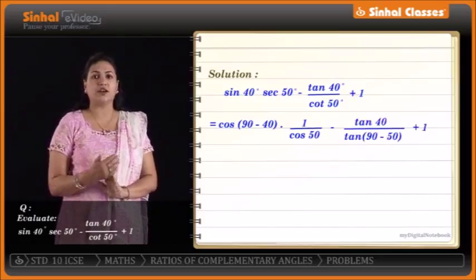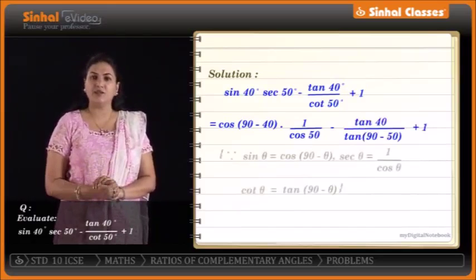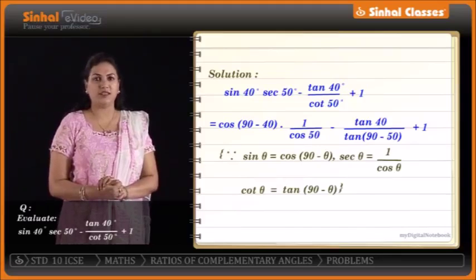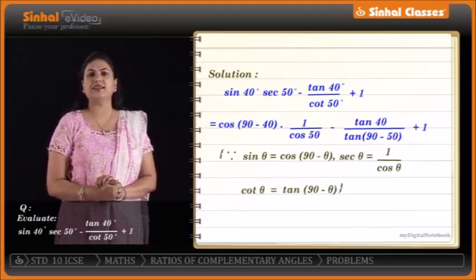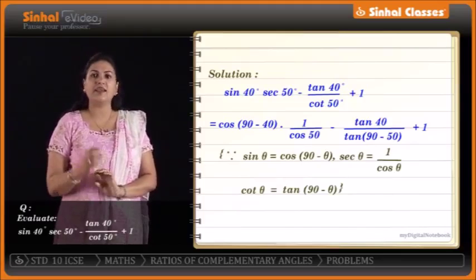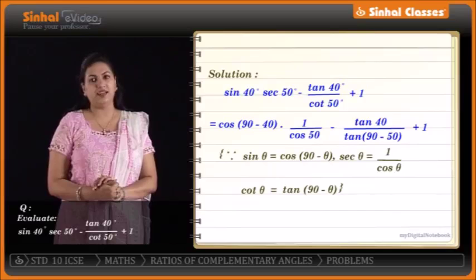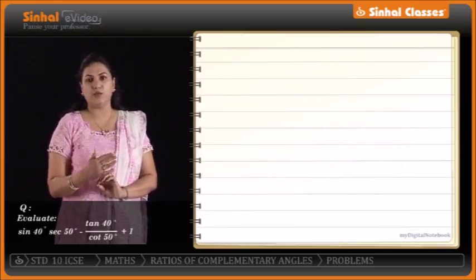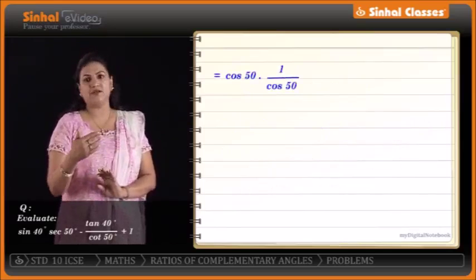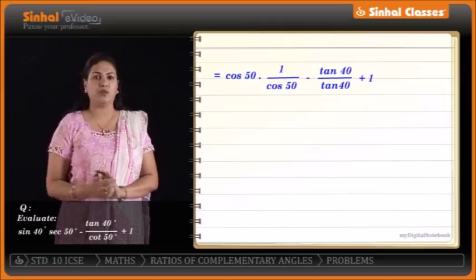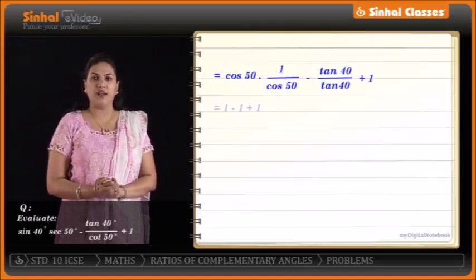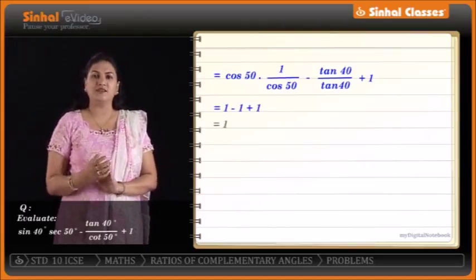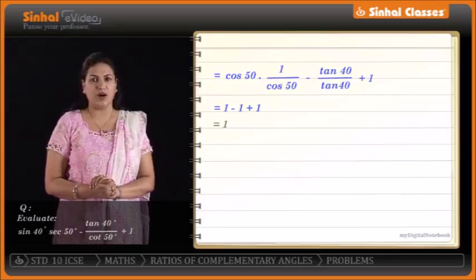We write cot 50 as tan 90 minus 50. Now, this is possible because sin theta is equal to cos 90 minus theta, sec theta is 1 upon cos theta, and cot theta is tan 90 minus theta. In the expression, third term, we leave it as it is. Now, we simplify to get cos 50 into 1 upon cos 50 minus tan 40 upon tan 40 plus 1, which is equal to 1 minus 1 plus 1 equal to 1. So, the value of this expression is 1.